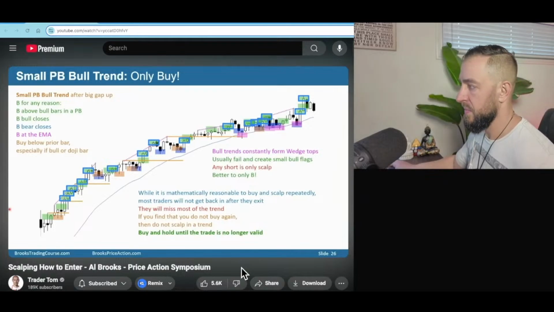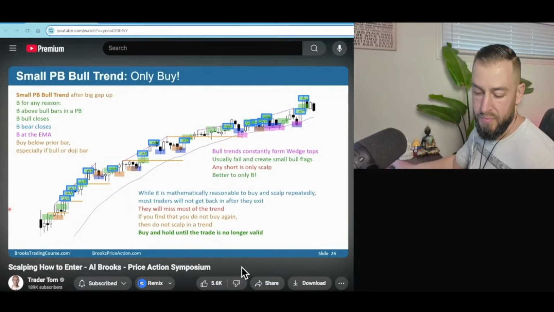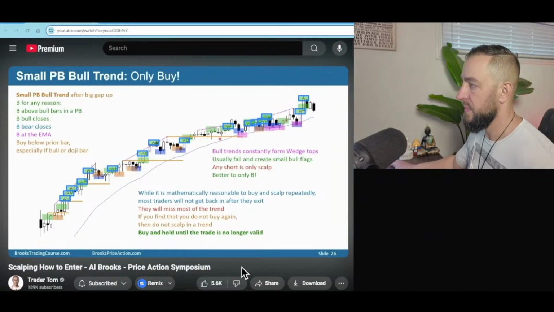If you find that you're doing that, don't scalp out. Just buy and hold and wait until the trade is no longer valid. Today, it was valid all day long. There's really no need to get out of a long. It doesn't matter which of the buys you took. You just buy, hold. You can get out a point or two below the low of the prior bar. You can get out below a big bear bar closing near its low, and just buy again above a bull bar closing near its high. Most traders should just buy, use a wide stop, and hold, and let the trend go on until it's no longer a trend. And today was a trend all day.